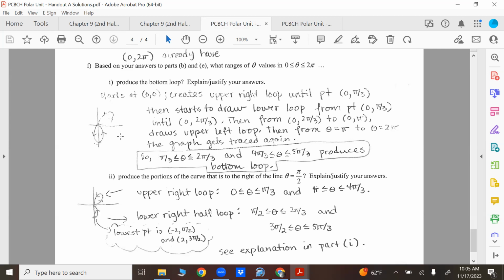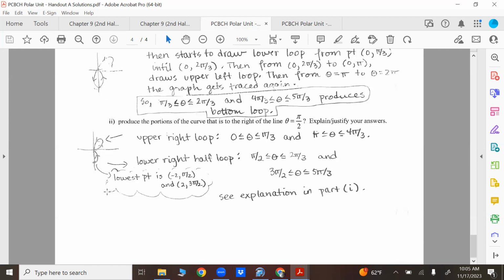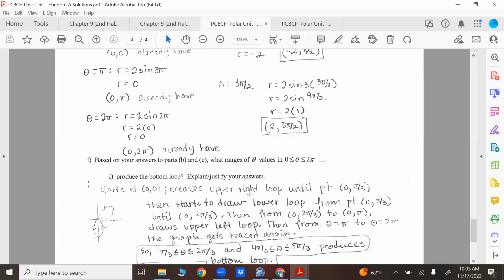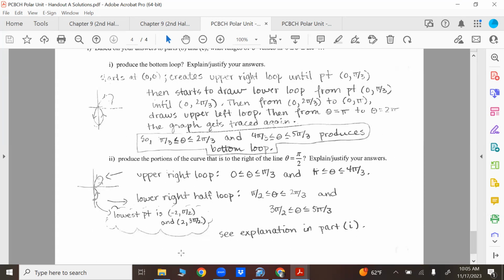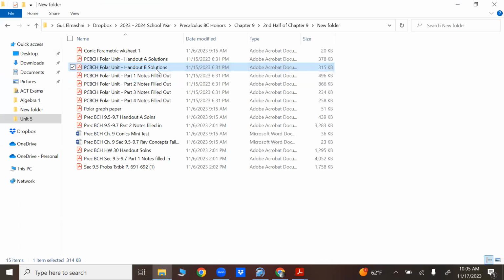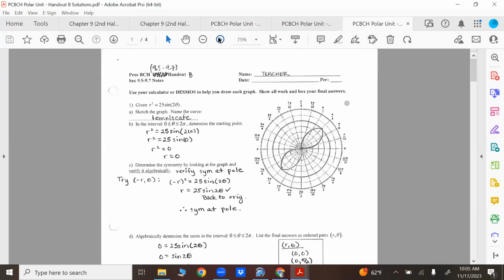And today should be the last day of the polar unit. I want to get it all done. But we do have a couple of small topics to cover after break, but not for this unit. They'll be after the test. They'll be before finals. Anyway, that's the rest of the answers for that. And then for the other handout, handout B, pages 7 and 8. Here we go.